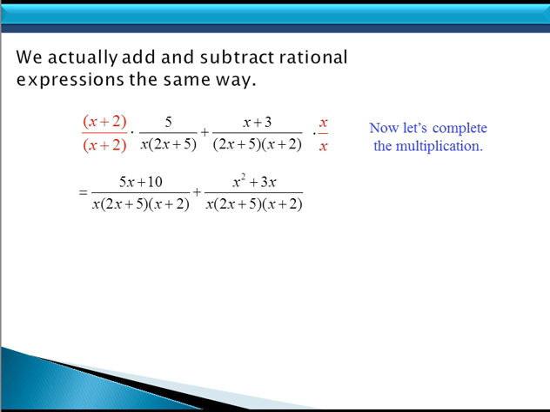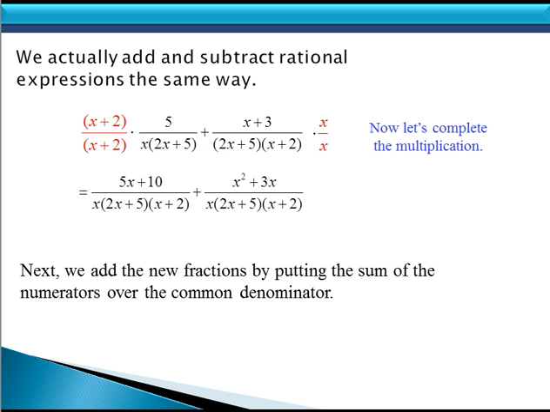Now we are ready to add the numerators together and put that sum over the least common denominator. So again, keep that denominator in factored form. So if you add the numerators, we'll just be combining like terms since it's addition. So that will give us x squared plus 8x plus 10.